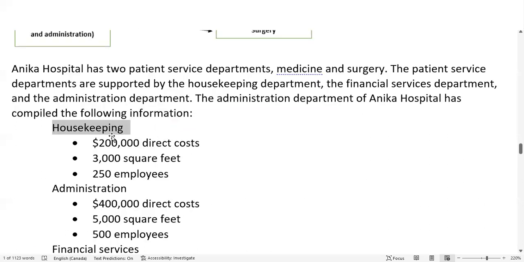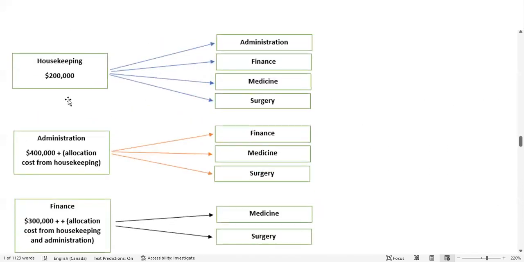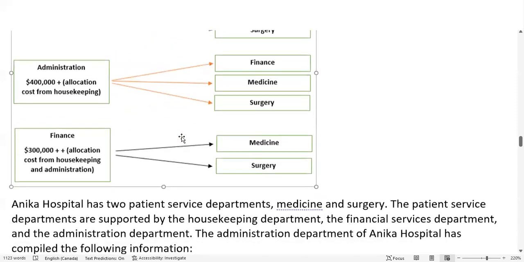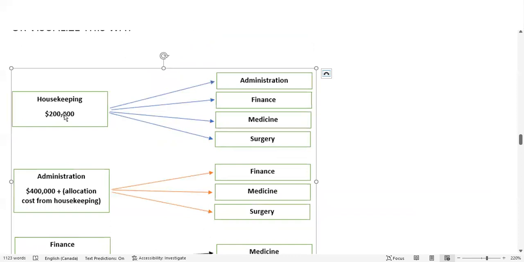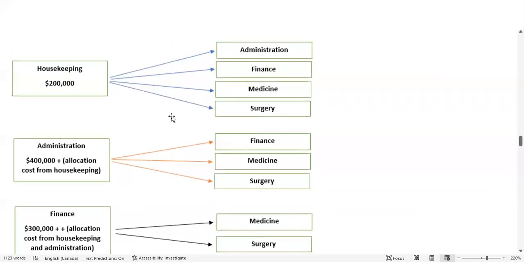So now we want to compute how much of the housekeeping funds are actually allocated. Remember that the housekeeping funds here are actually allocated to the two other support services and to the two patient service departments. So how much of the housekeeping funds are allocated to these four departments? We do not allocate funds to housekeeping, but the entirety of the amount of housekeeping funds are provided to these four departments. So this is what we need to figure out.